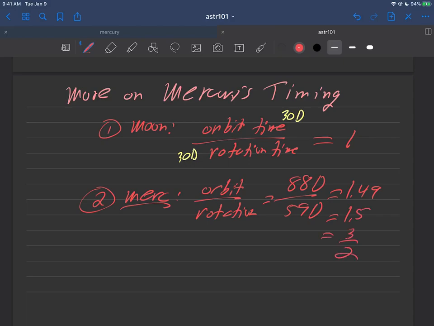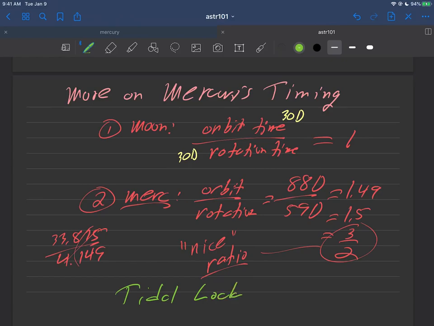And so these numbers, a sort of nice ratio, and by nice, I mean it isn't something weird like 33.875 to 4.149, anything like that. 3 to 2 is a nice ratio. This is evidence of tidal locking. And remember what tidal locking is: the warping of a planet because of the strong gravitational pull of what it's orbiting, or a moon for that matter, until something gets synchronized.